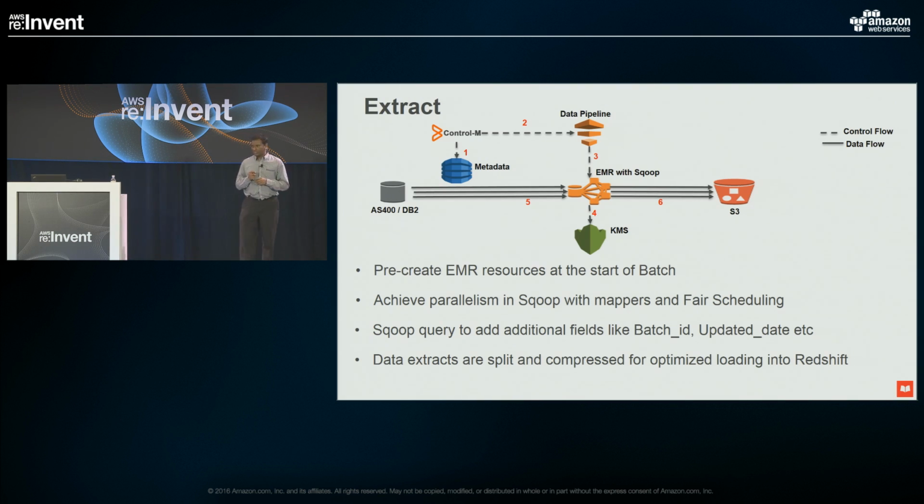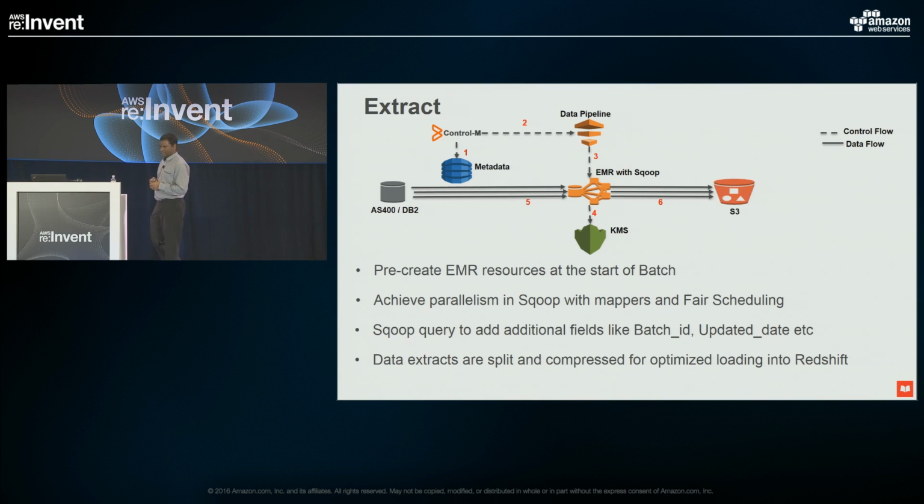For the extract portion, if I have to compare extract, load, and transform, the transformation is the complex one. Extract and load, I wouldn't categorize as too easy, but they're simpler compared to the transformations. For the extraction, the challenge was how do you extract the data from AS400 and make it parallel? I got questions from the previous sessions on why you even have EMR in the picture if you're just moving from AS400 to Redshift.